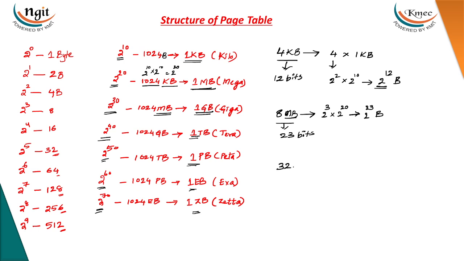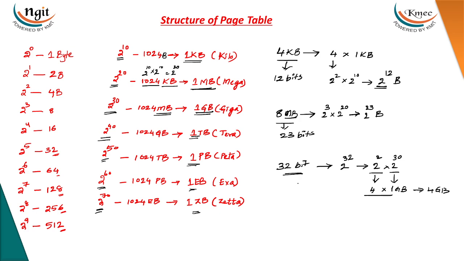Similarly, there is a 32-bit system. That means it will be 2 to the power of 32, that is 2 to the power of 2 into 2 to the power of 30. What is 2 to the power of 2? 4. So 4 into 2 to the power of 30 means 4 GB. So 4 GB can be represented in 32 bits.